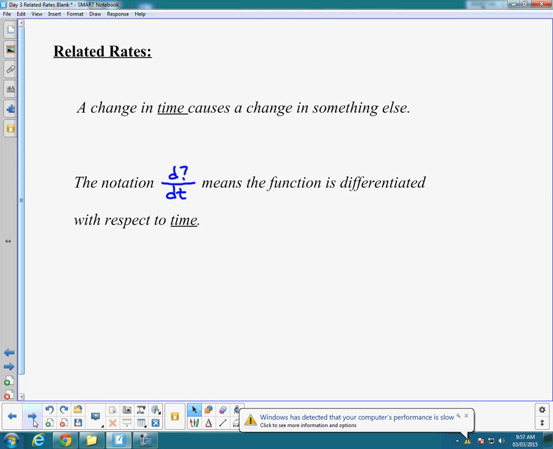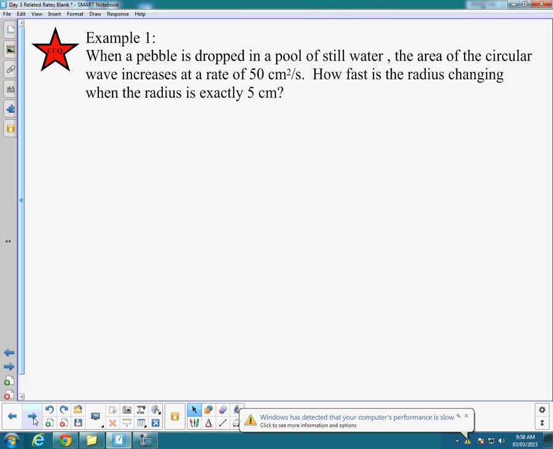Okay, so here's the first example. You'll notice my star for the classic calculus questions. Both of these, example 1 and example 2, are classic calculus questions. Example 1: when a pebble is dropped in a pool of still water, the area of the circular wave increases at a rate of 50 centimeters squared per second. So it's the area of the circular wave, so that we can imagine this.